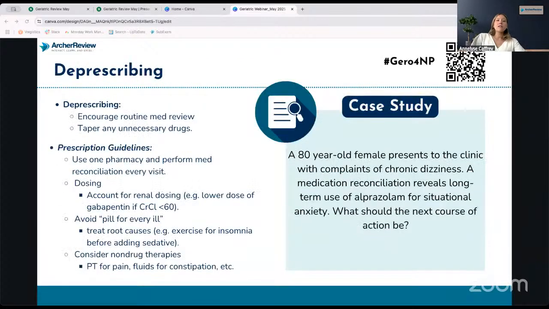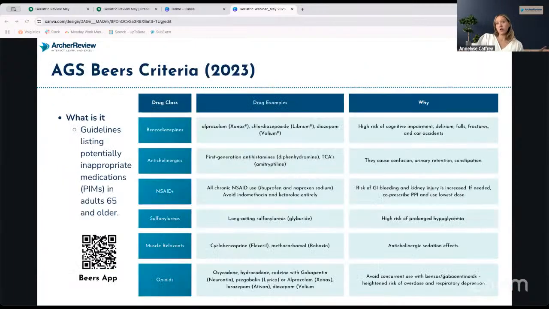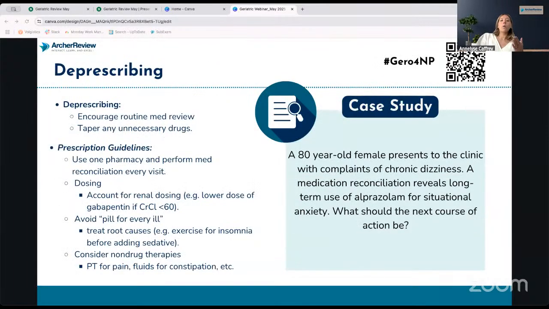Now we're going to talk about deprescribing, because you know about polypharmacy now, you know how many drugs are considered unsafe. We want to deprescribe. It should be one of our goals when treating geriatrics, especially since such a large portion of the older adult population is on over 5 medications. The majority of the population is considered to have polypharmacy. So our goal should be deprescribing.